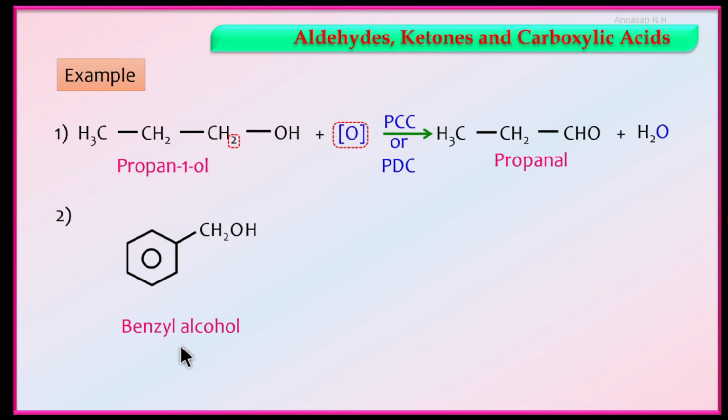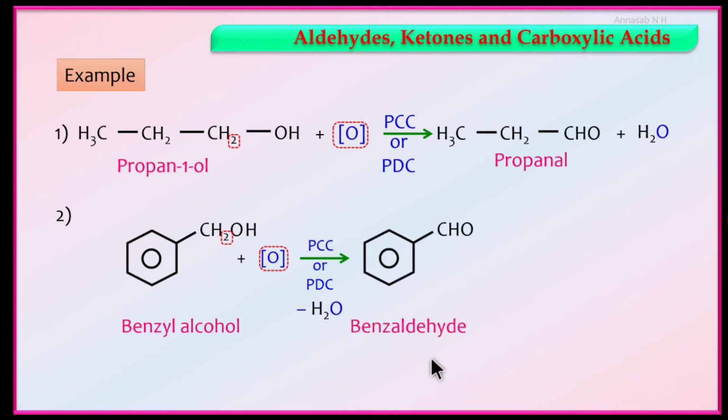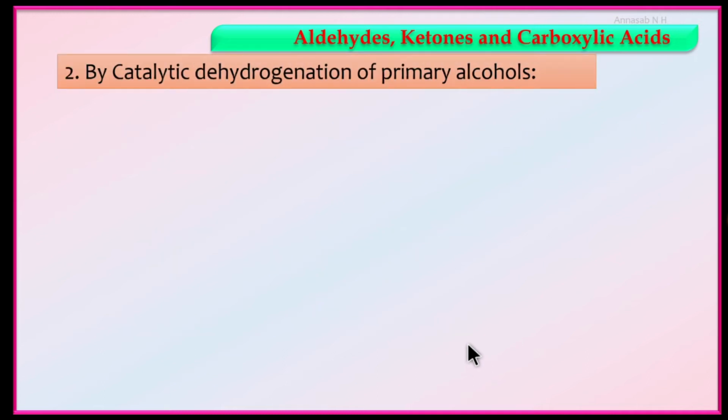Here benzyl alcohol, it is a phenyl group to which CH2OH group is attached. The OH group is attached to the carbon atom which is further attached to only one carbon atom of phenyl group, which undergoes oxidation in presence of PCC or PDC, removal of two hydrogen atoms along with oxygen, water is removed, and it forms benzaldehyde.